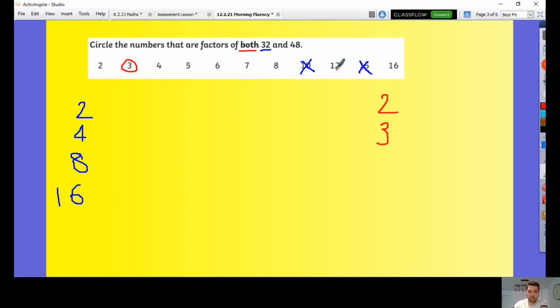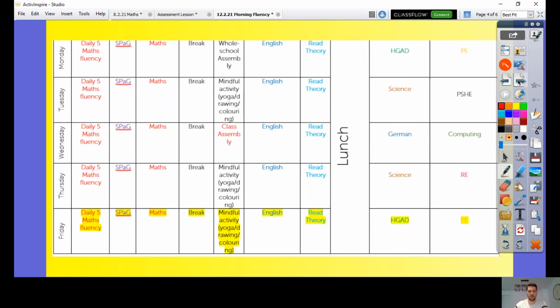4 times 12 is 48, so 4 is a factor. 8, 16, 24, 32, 40, 48. 8 is a factor of 48. 16, 32, 48. So 16 is also a factor. So 2, 8, and 16. Well done if you use factor beetles to help you.